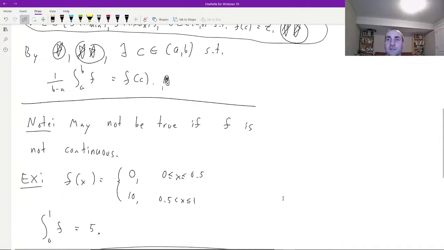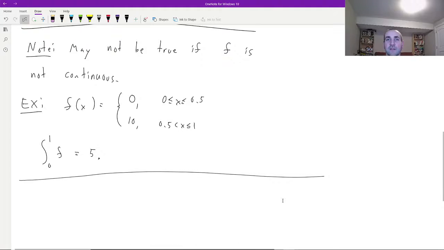I will, however, point out that you really do need continuity, and there are some silly counterexamples for functions f that aren't continuous. So for example, I could take f of x to be 0 between 0 and 0.5, and 10 between 0.5 and 1, and obviously the integral of f is equal to 5, but 5 does not show up as one of the values of f. Okay, so you need continuity, and when you have continuity, you have the result.